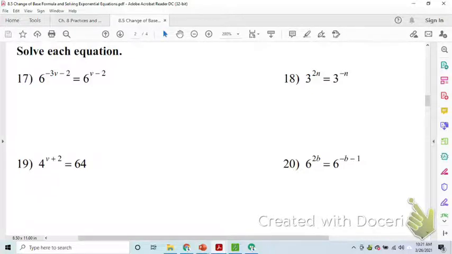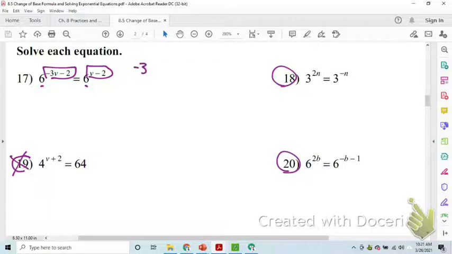All right, so we're going to solve some more equations today. We're going to start easy and get more difficult. Since these have the same base, if they're equal, we have to set their exponents equal to each other. So whenever you see the same base, like we do here, here, and no, not here. But on numbers 18 and 20, all you do is set the exponents equal to each other.